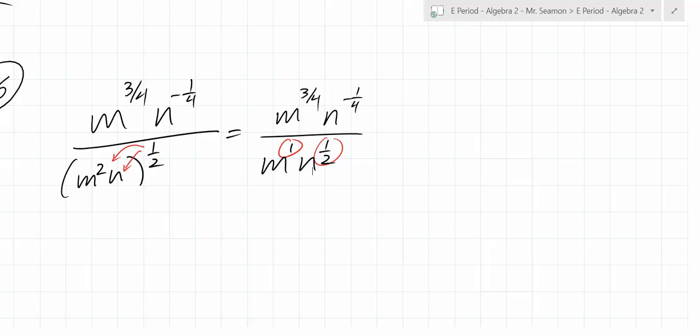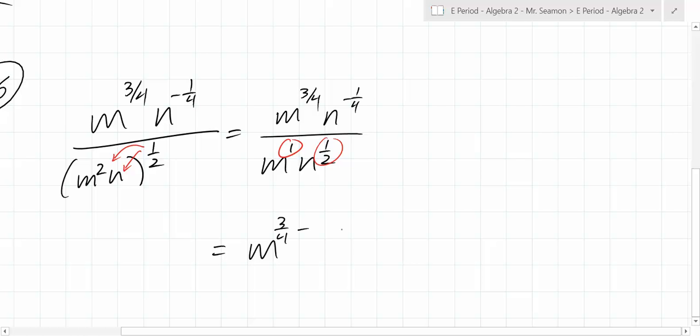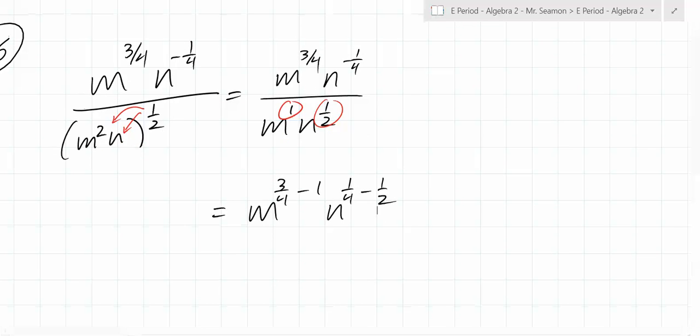So now what do you do with powers? Hint, don't add them. You subtract. So it's going to be m to the 3/4 minus what? 1, and n to the 1/4 minus what? 1/2. It's a negative 1/4. Oh, it's negative 1/4, thank you. That's important, isn't it? Negative 1/4, exactly.